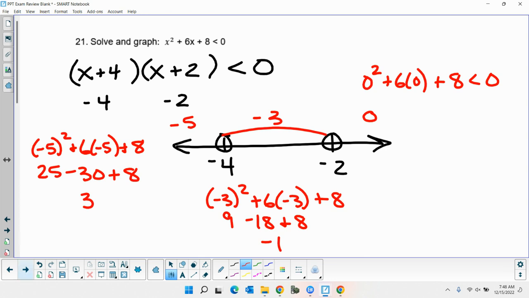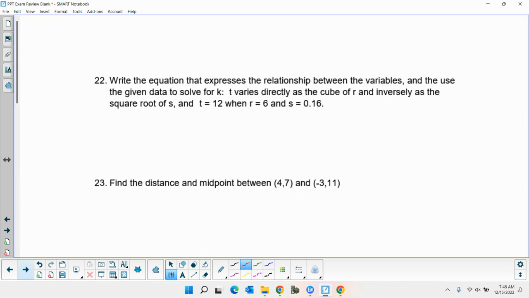22. All right, this was those variation problems. Remember, what letter is in all of these? K, right? So we have to remember to put K. And it says, write an equation that expresses the relationship between the variables and use the given data to solve for K. All right, so it's reminding you that K is in there, right?